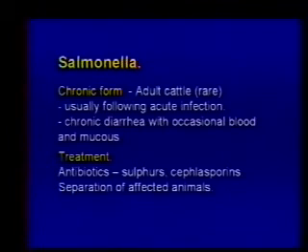The chronic form is usually in adult cattle, which is rare, and usually follows an acute infection. Chronic diarrhea with occasional blood. Treatment is antibiotics such as sulfa, cephalosporins. We want to separate the animals, and fluids if needed.